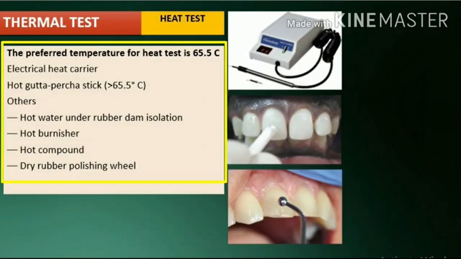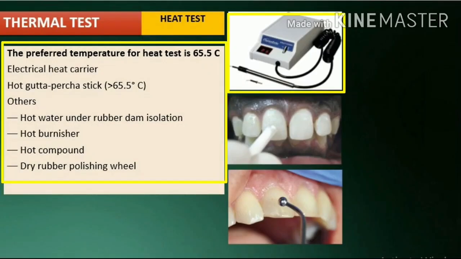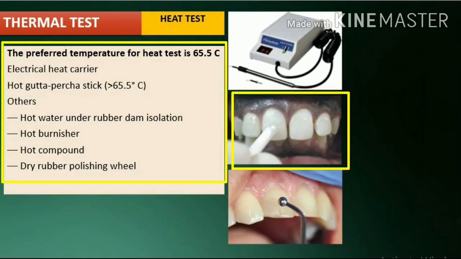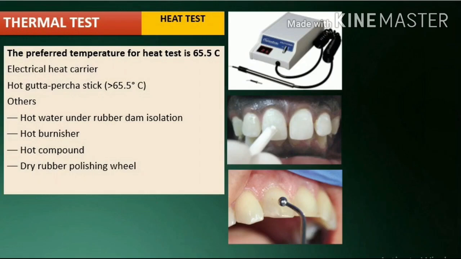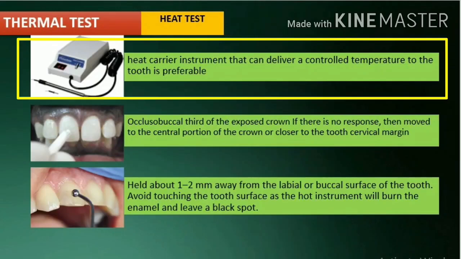Heat test, materials used: electrical heat carrier, hot gutta percha stick at more than 65.5 degrees Celsius, and others such as hot water under rubber dam isolation, hot burnisher, hot compound, and dry rubber polishing wheel. The area to be tested is isolated and dried, and a suitable lubricant, Vaseline, is applied and heat is directed to the exposed surface of the tooth. The patient's response is noted. A heat carrier instrument that can deliver a controlled temperature to the tooth is preferable.